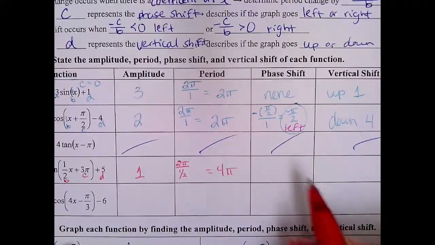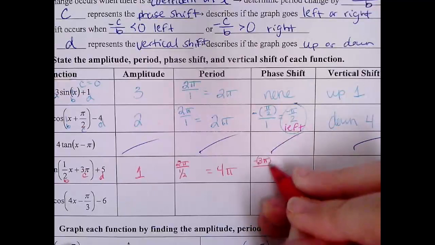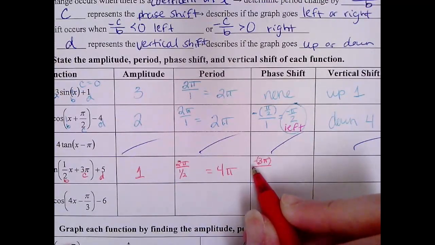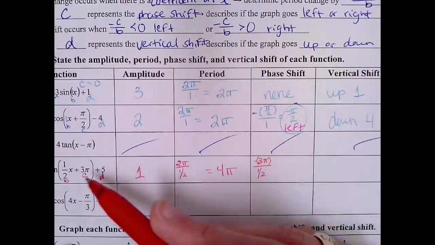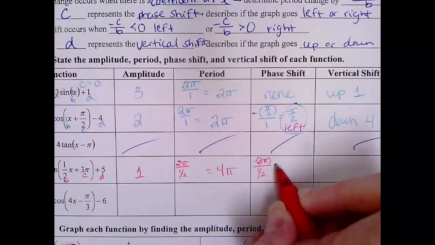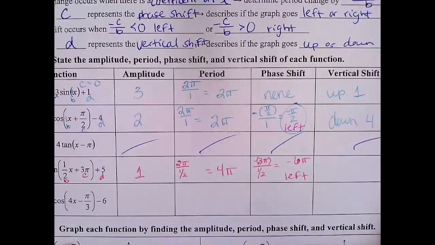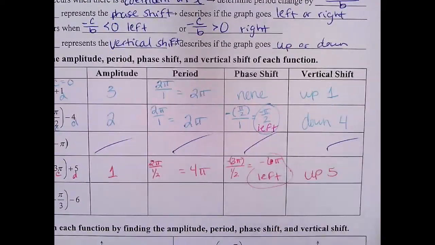Phase shift, you take C and make it negative, negative C, so negative 3 pi, divided by your B, which is a half, which gets me negative 6 pi, which means I'm going left by 6 pi. And then we have a plus 5, so we're going up 5.